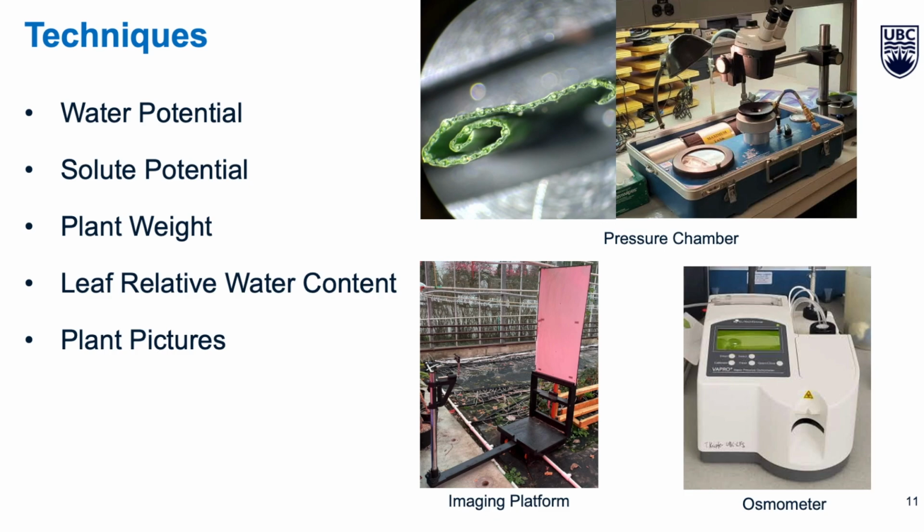Leaf relative water content was measured by subtracting the dry weight from the fresh weight and dividing by the difference between the saturated and the dry weight of the same leaf sample size. And this provided us with an estimation of the leaf water status.